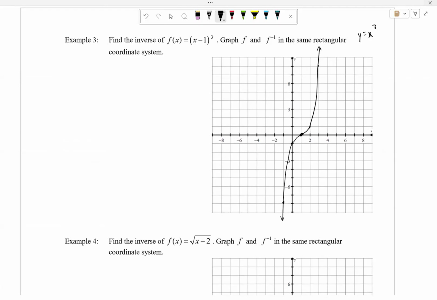Okay, so there's a function. I need some help though. Now what? Diane, you're up again. What do I do now? How do I find the inverse?